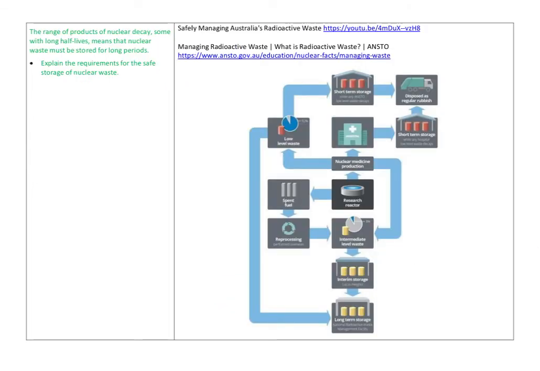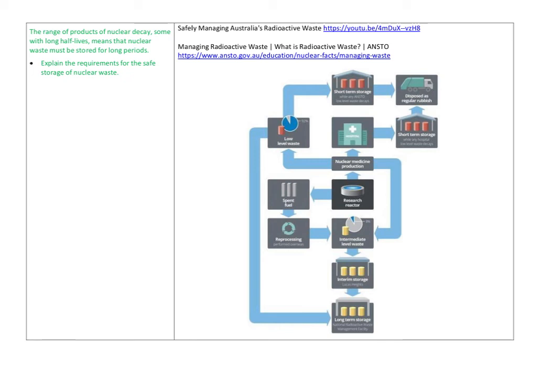So the final thing we need to consider is basically the storage and disposal of the nuclear waste. So the range of products, some with long half-lives, means that nuclear waste must be stored for long periods. Explain the requirements for the safe storage of waste. Now, I'm not going to really talk in huge detail about this. This is one I actually want you to go and research for yourself. There's a video on safely managing radioactive waste here that I would like you to have a look at.